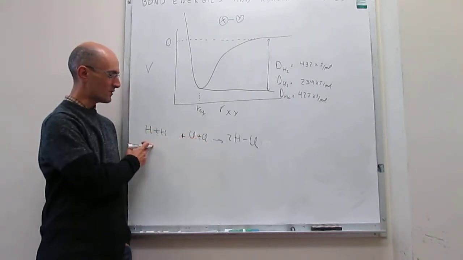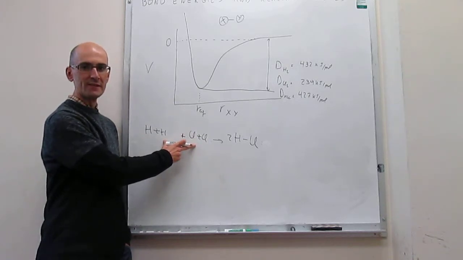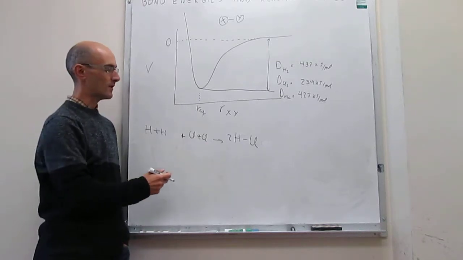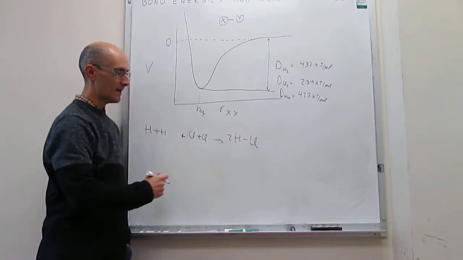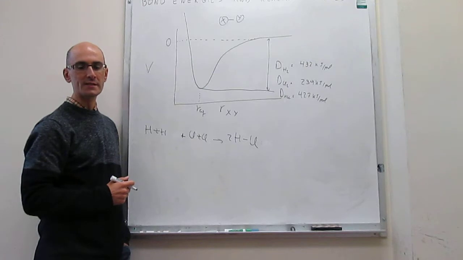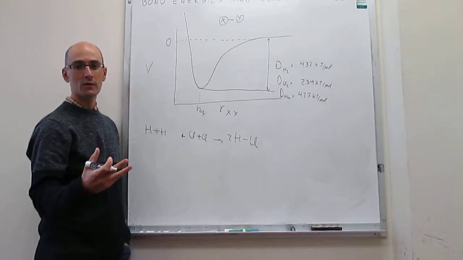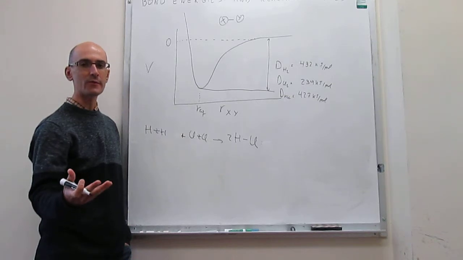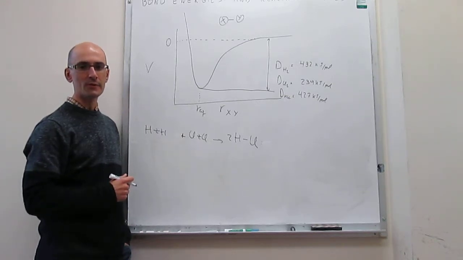So we have to supply some energy in order to be able to break these bonds. Conversely, making bonds releases energy. So here we'll have the energy released by the formation of two HCl bonds. So the total reaction energy will be just the balance of the energies of the bonds that are broken and the energies of the bonds that are formed.